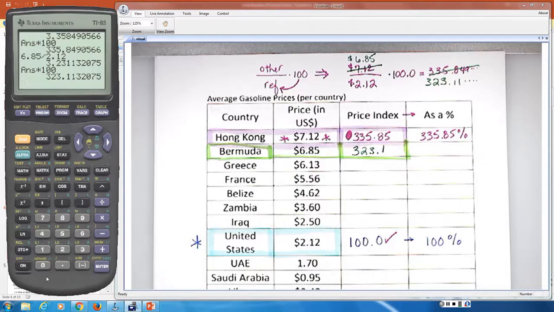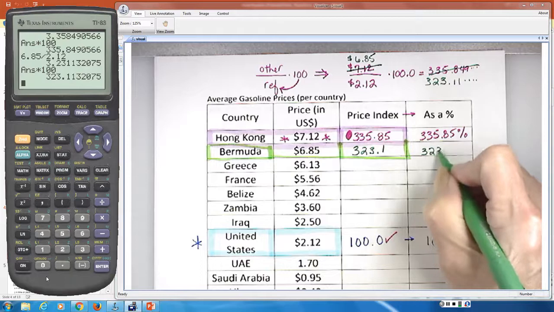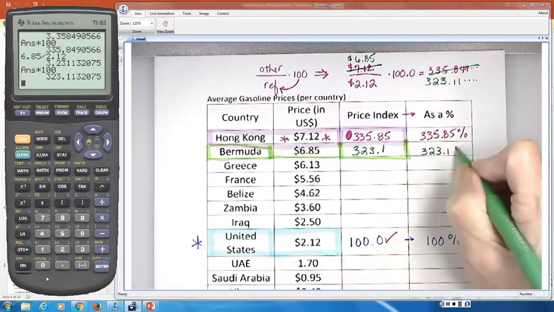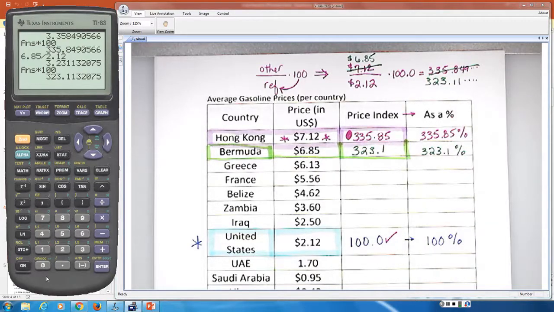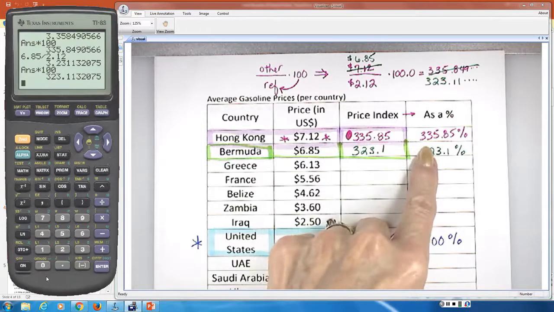Okay? And as a percentage, that will be 323.1%. So what that means then, gasoline in Hong Kong is 335.8% of what it is in the United States. Over 3 times as much.